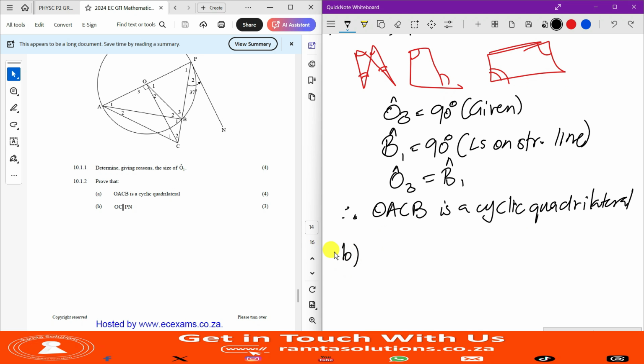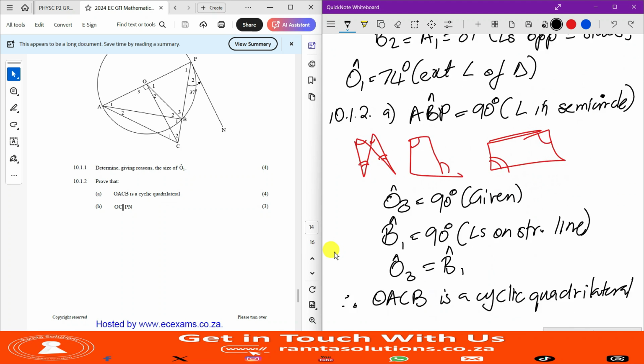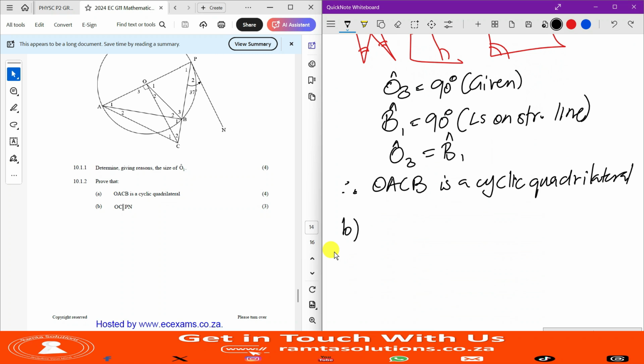Now B, prove that OC is parallel to PN. Where's OC? Here's OC. It is parallel to PN. Interesting, huh? Do we have any information about it? Okay, we can find OPN.